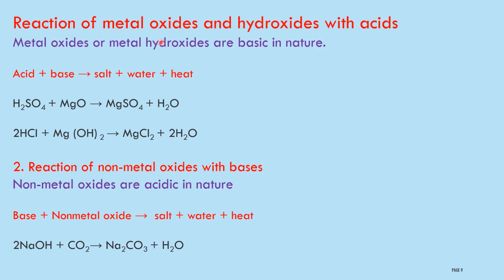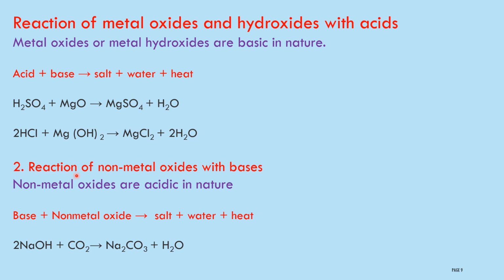Reaction of metal oxides and hydroxides with acid. Metal oxides and metal hydroxides are basic in nature. General reaction: acid reacts with base, you will get salt and water with the liberation of heat. Here sulfuric acid reacts with magnesium oxide, you will get magnesium sulfate plus water. Then hydrochloric acid reacts with magnesium hydroxide, you will get magnesium chloride plus water.